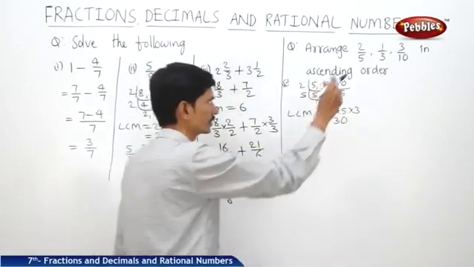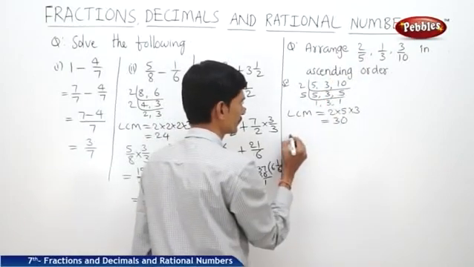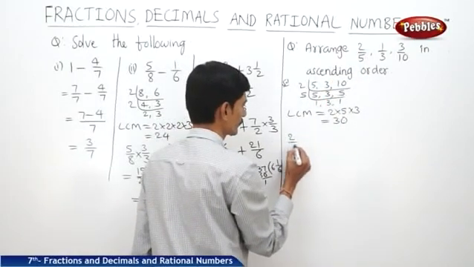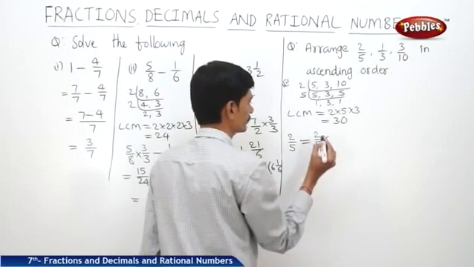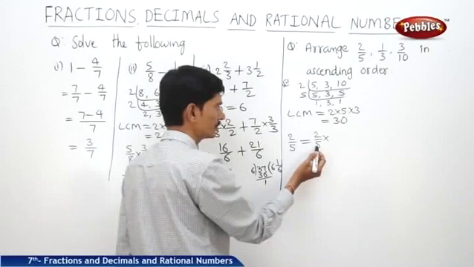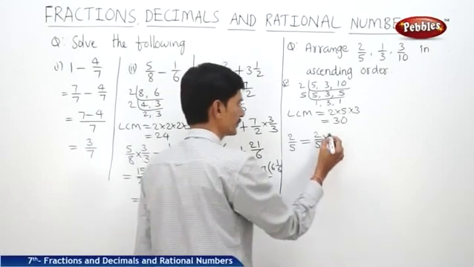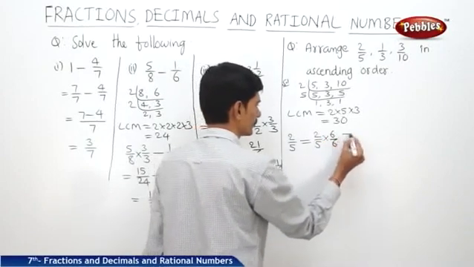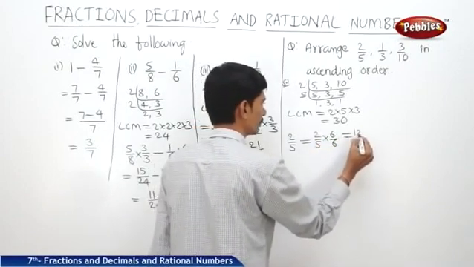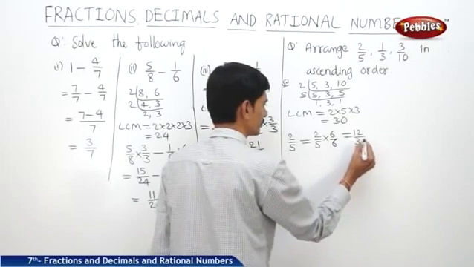Now we will take the fractions. 2 by 5 equals 2 by 5 into... the denominator 5, 6 times is 30, so we multiply both numerator and denominator by 6. Now this equals 2 sixes are 12 by 5 sixes are 30.